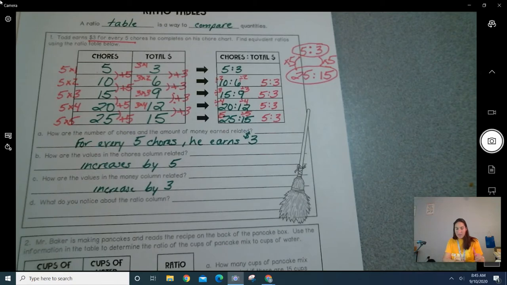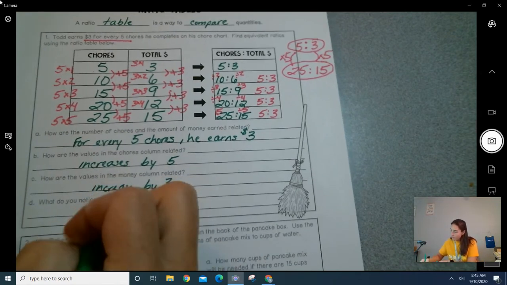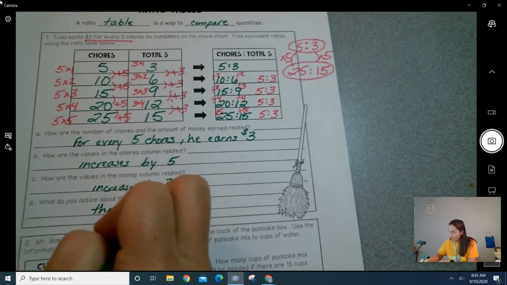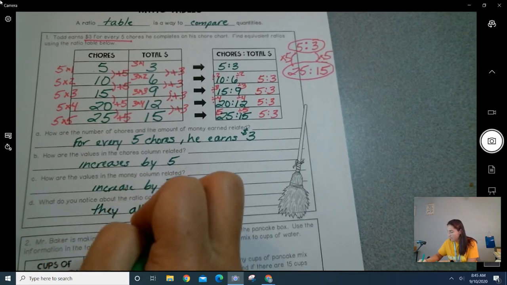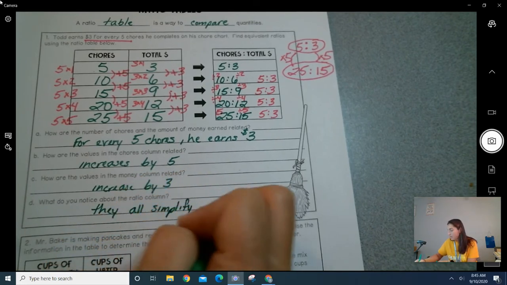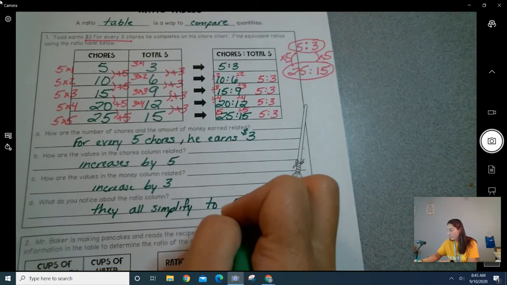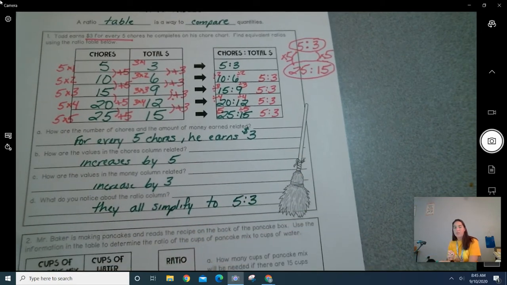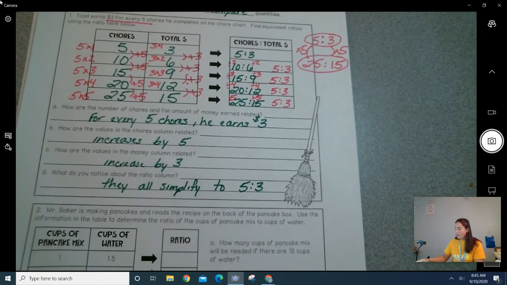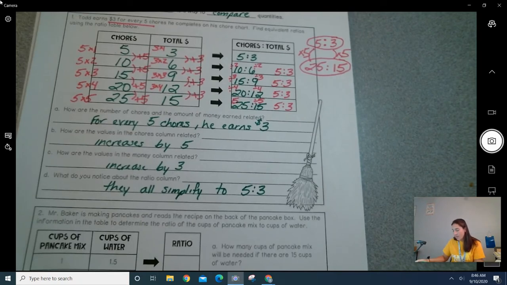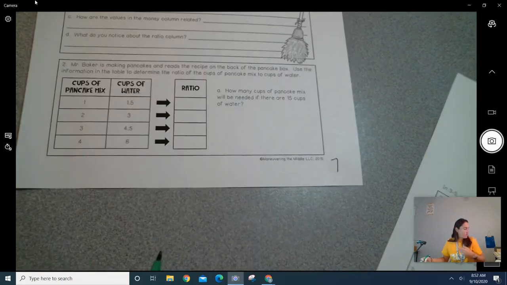So for D, what do we notice about the ratio column? They all simplify to 5 to 3. All right, that is how you use a ratio table. Let's do number 2.